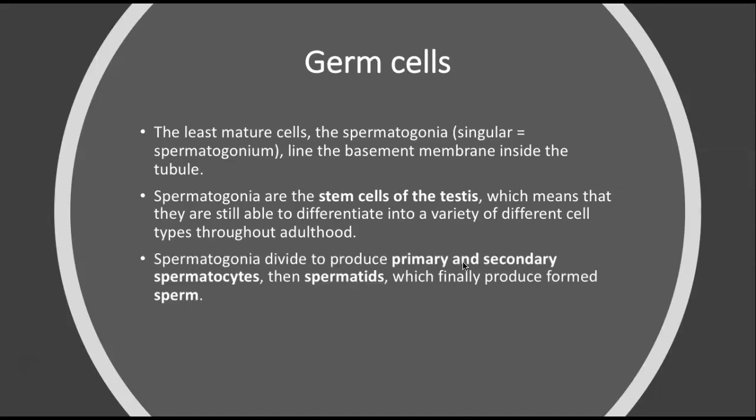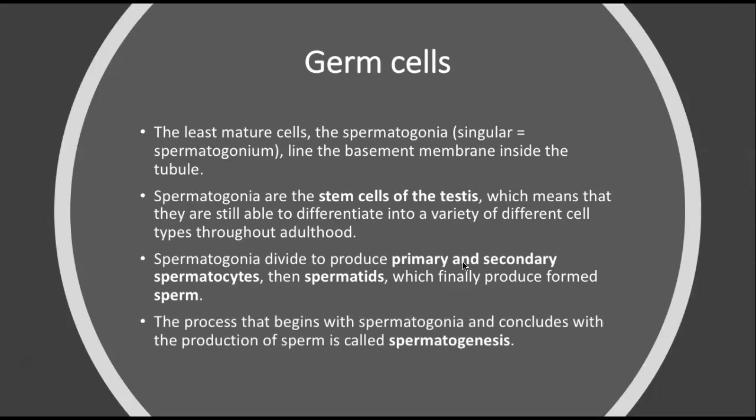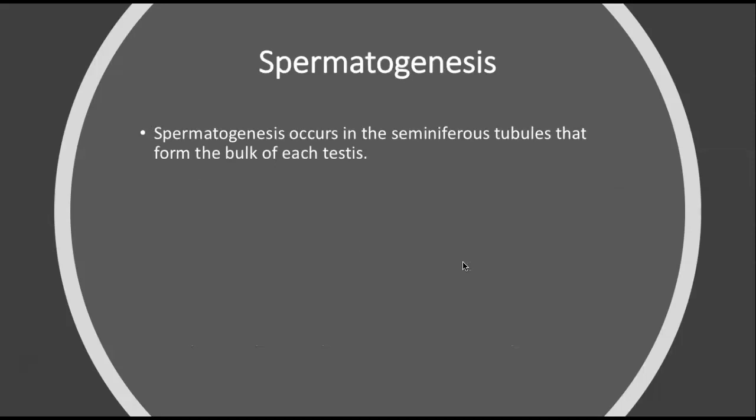Spermatogonia divide to produce primary and secondary spermatocytes, then spermatids, and then finally spermatids produce formed sperm. The process that begins with spermatogonia and ends with production of sperm is called spermatogenesis. So spermatogenesis is just the genesis of sperm. Here's spermatogenesis. It occurs in the seminiferous tubules.